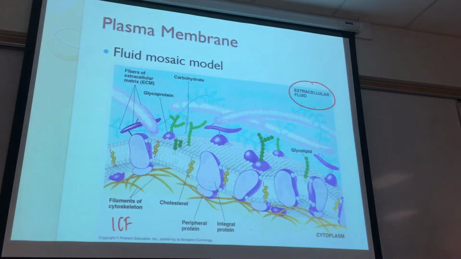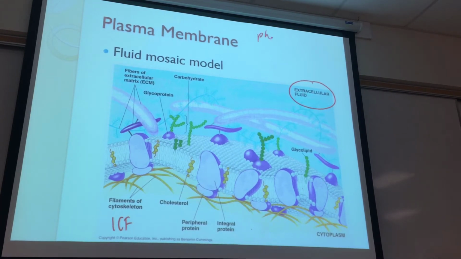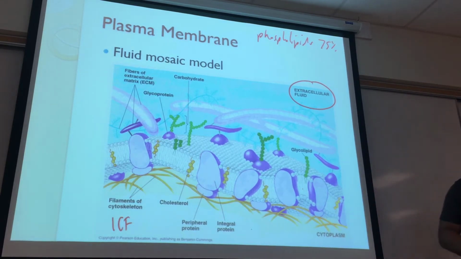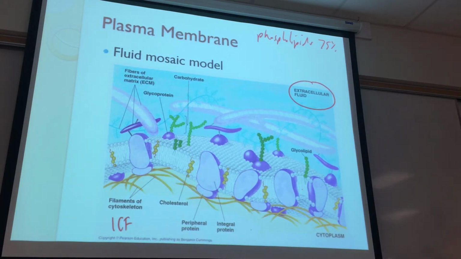Now, in combination with it, if you were to see, the phospholipids make up about 75%. You don't need to know these numbers. But phospholipids are about 75% of the makeup of that cell membrane. The other component you're going to see, about 20%, is going to be the cholesterol.